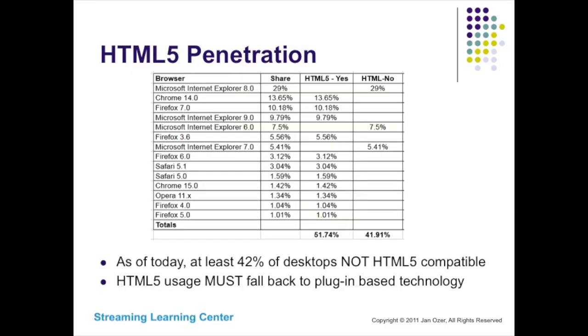So if you take that information, what I did here was I went to that site and grabbed all the browser versions that had a share of 1% or higher, and then, in the share column on the left, is it HTML5 compatible, yes or no. The big non-HTML5 compatibles, of course, are Microsoft Internet Explorer 8, 6, and 7, and those total about 42% of the environment. So as of the latest statistics we could get, we're looking at 42% of people browsing the internet on computers not being HTML5 compatible.